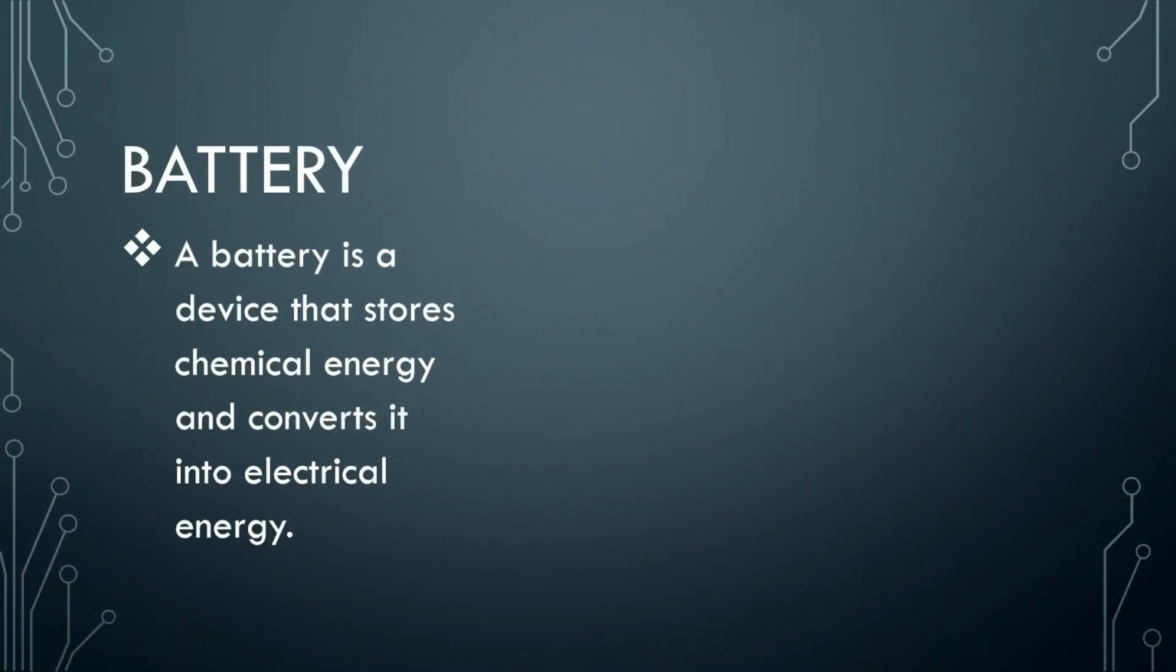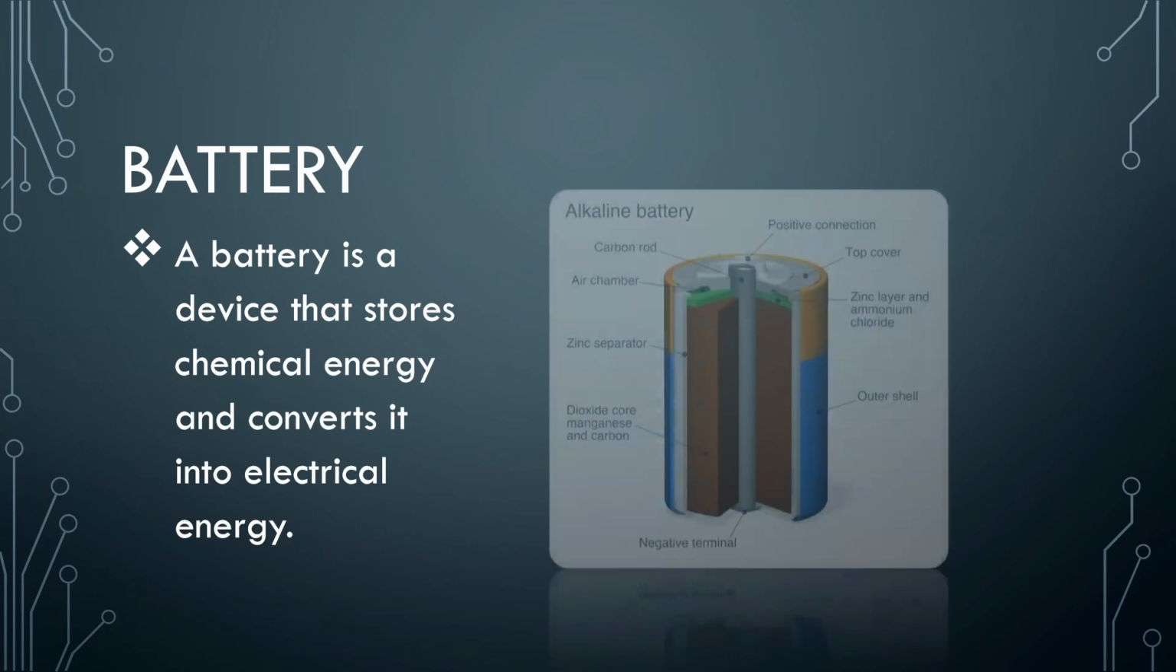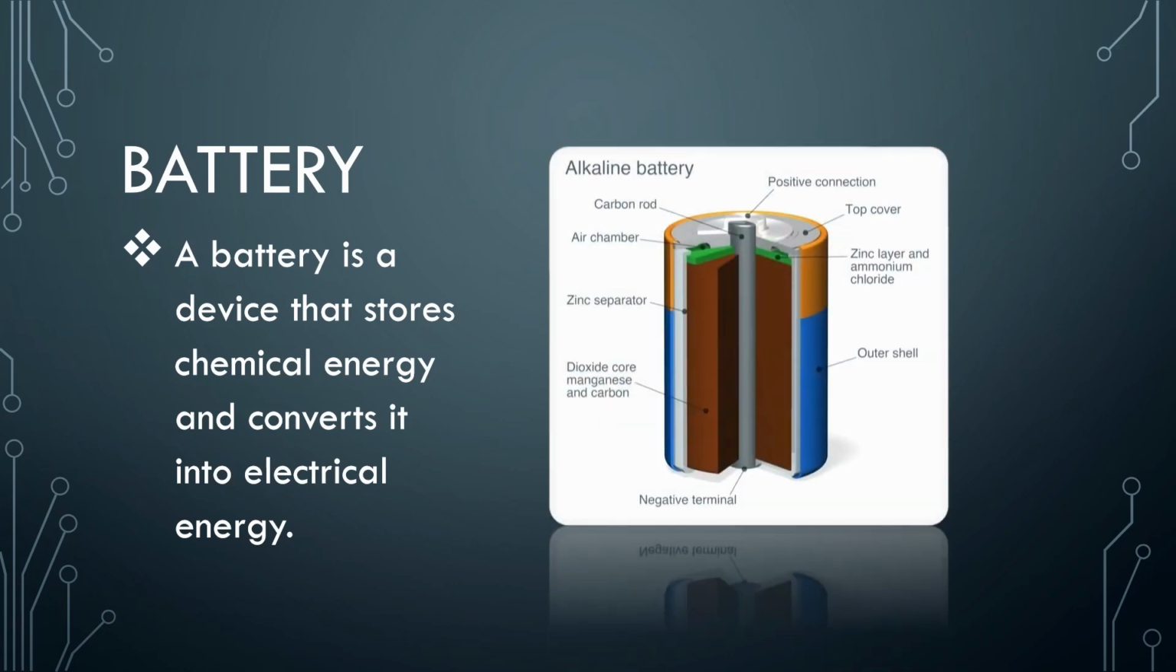So next we have battery. A battery is a device that stores chemical energy and converts it into electrical energy through an electrochemical reaction. It provides power to various electronic devices.